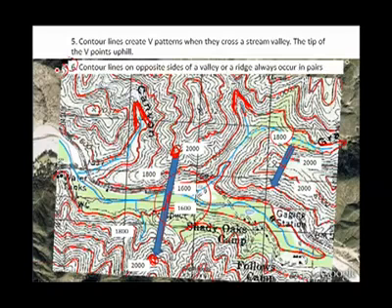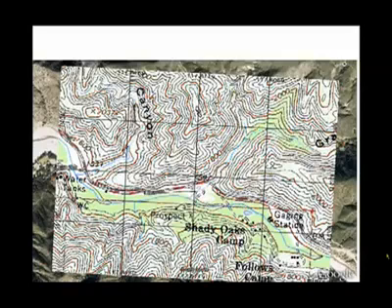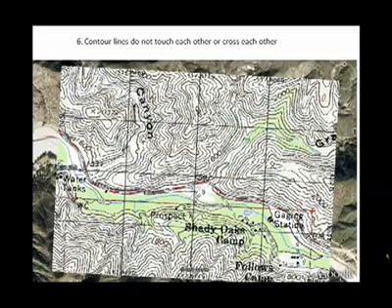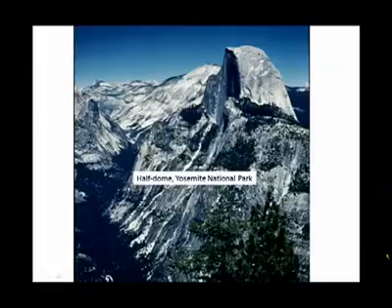Our sixth rule is that contour lines on opposite sides of a valley, here, or a ridge, here, always occur in pairs. Can you find anywhere on this map where two contour lines touch each other? How about two lines crossing each other? But you can't do it, because there's a rule that says contour lines do not touch each other and they do not cross each other.